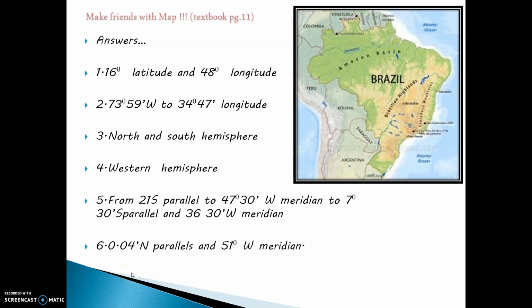And describe the location of Majaro Island using the latitude, and the answer is 0.04 north parallel and 51 degree west meridian. This is how Brazil extends in all the parts of its boundaries. I hope it is clear to you. If it is not yet clear, I want you all to open your textbook again and look at the map clearly and then solve the answers.